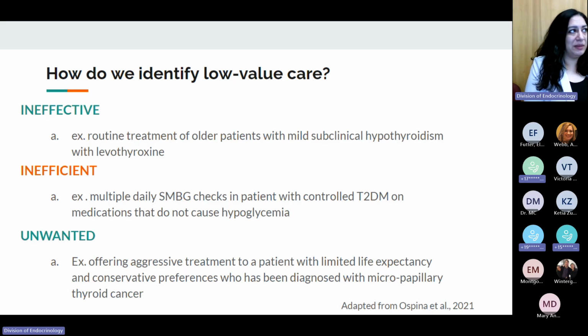So, if a patient's diagnosed with a micro PTC and we offer aggressive treatment and radioactive iodine, and that's not really in line with the patient's life expectancy or their values, that's unwanted care. And we should avoid things that fall into that category.